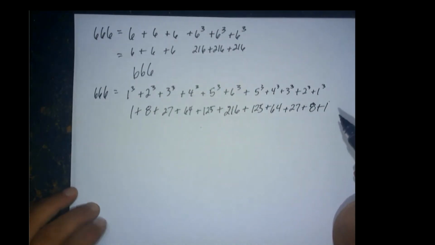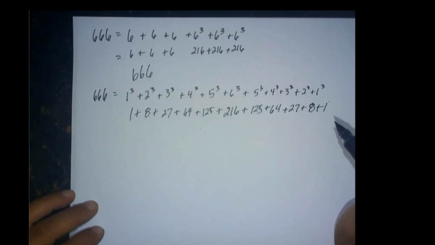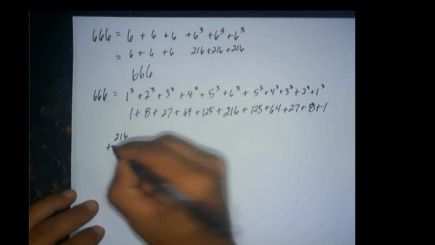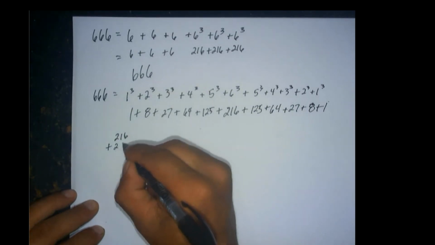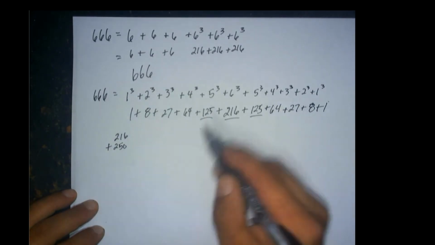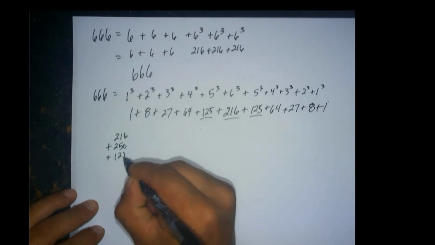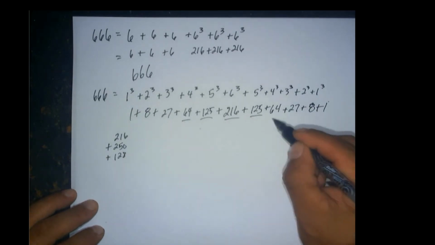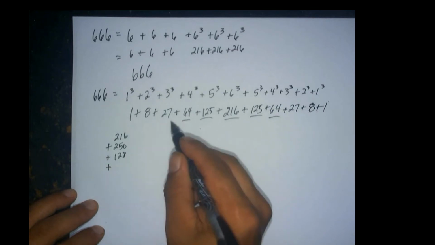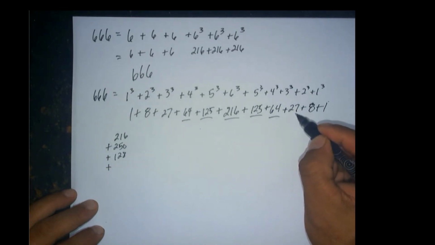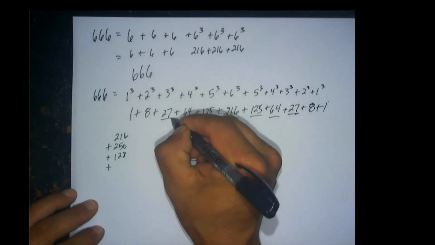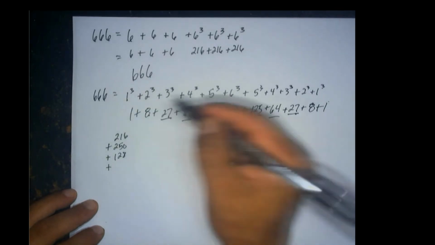Okay, what's the easiest way to add all this? Well, it'd be 216 plus 250, right? There's two. And 2 64s is 128. And 2 27s is 54, right? And 1 plus 1 is 2, plus 16 is 18. 54 and 9 is 63, and 9 more is 72.